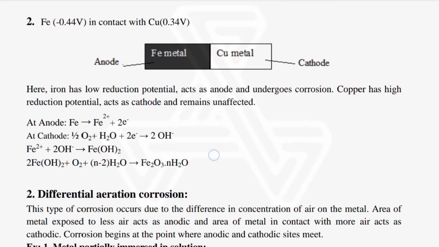Example 2: iron, -0.44 volts, in contact with copper, 0.34 volts.